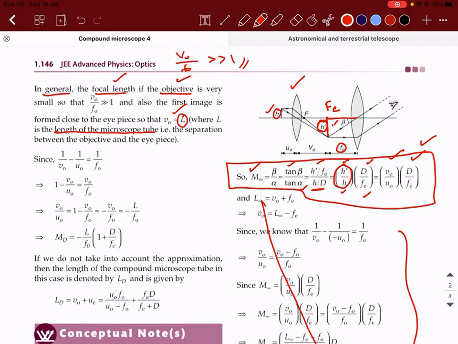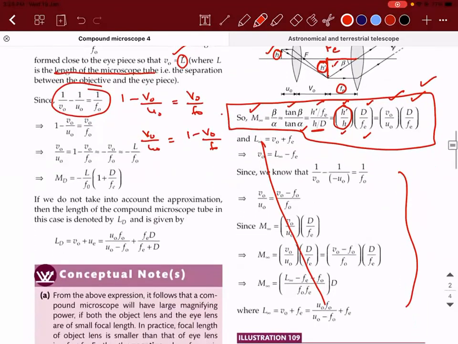When that is the scenario, MD is equal to V naught divided by U naught into 1 plus D divided by FE, but V naught I can take as minus L. Okay, I'll make the changes. Listen. We know that 1 by V naught minus 1 by U naught is equal to 1 by F naught according to the lens formula, which we applied for the objective. Multiplying by V naught on both sides, 1 minus V naught divided by U naught is equal to V naught divided by F naught. So V naught divided by U naught will be equal to 1 minus V naught divided by F naught.